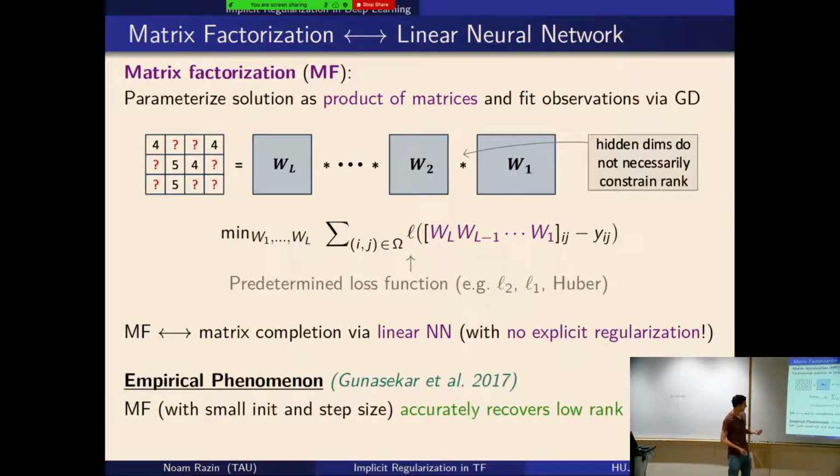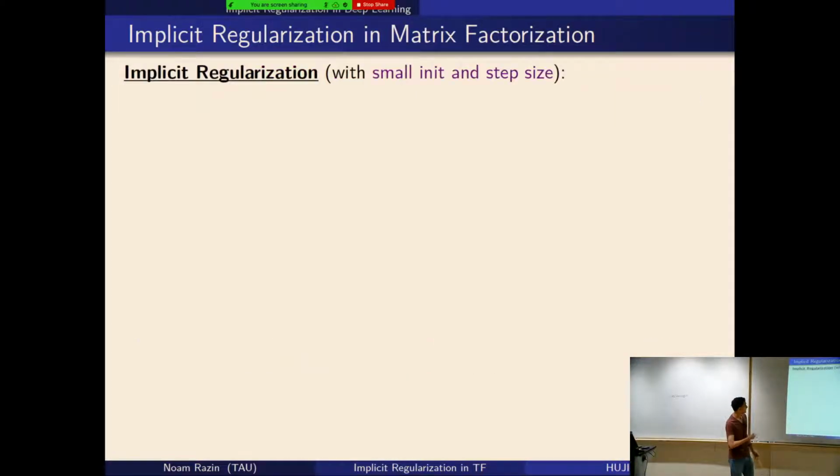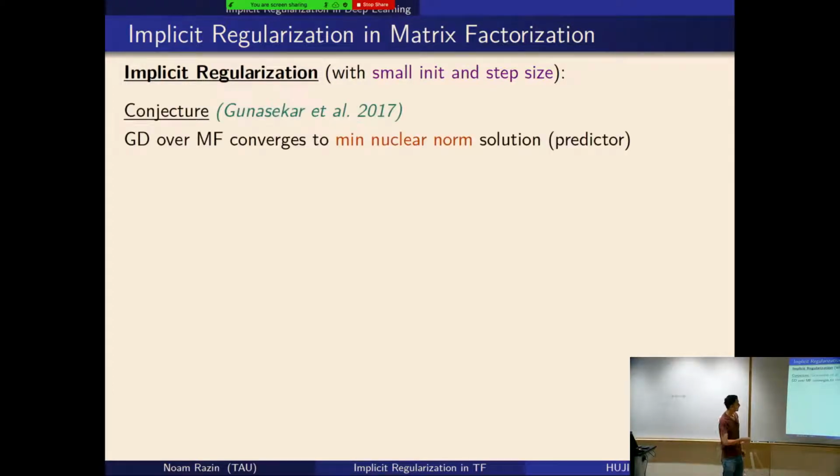An empirical phenomenon that was observed a few years back is that if the ground truth matrix is of low rank, then matrix factorization, starting from a small initialization and with a small step size, will accurately recover it. And this observation has led to a lot of recent interest in the implicit regularization at play. Initially in the same work, it was also conjectured that gradient descent converges to the minimal nuclear norm solution. The nuclear norm is the sum of the singular values.